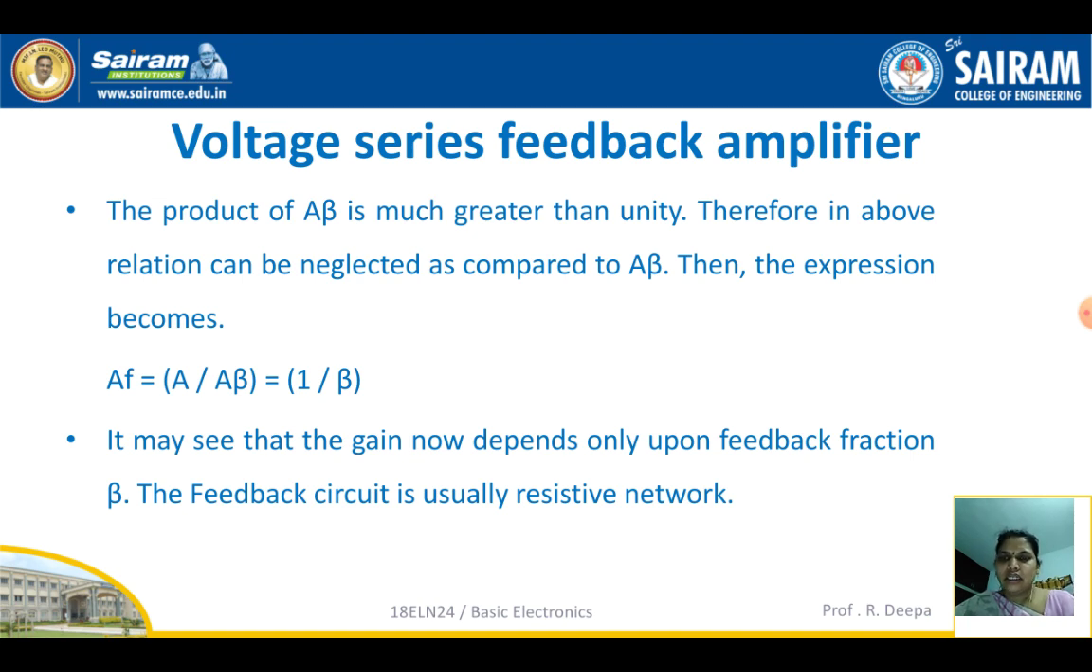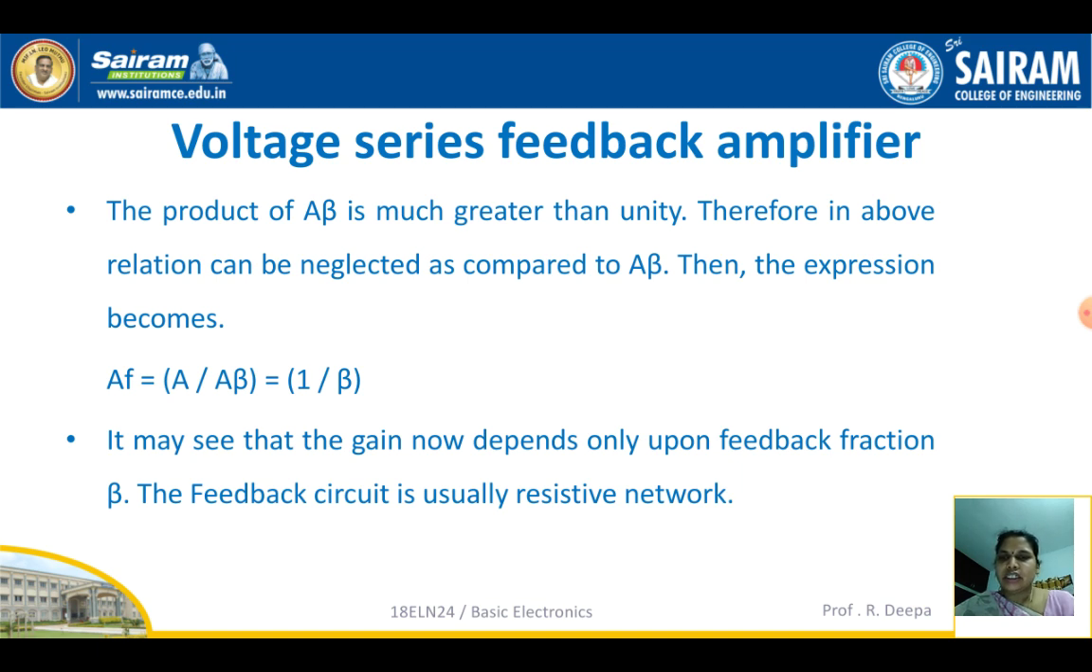As I told, the product A beta is very much greater than 1. So 1 can be neglected when compared to A beta, thereby we get the value of the voltage gain as AF is equal to A divided by 1 plus A beta. Since A beta is more than 1, the 1 is neglected, and we can write the equation for the voltage gain as A divided by A beta, and if we cancel this A, we will get the amplifier gain with feedback as 1 by beta.